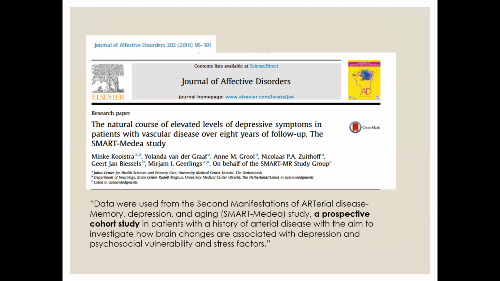And this is really helpful when you read it in the articles that you're working on, right? This is data used from the second manifestations of arterial disease, memory, depression, and aging study, a prospective cohort study in patients with a history of arterial disease, and the aim was to investigate how brain changes are associated with depression and psychosocial vulnerability and stress factors. So what happened was we entered the relationship with the group, and then you're tracking them. So they have this arterial disease, we're going to track them and see how these cohorts move through time, and then who develops depression, psychosocial vulnerability, and stress over time.